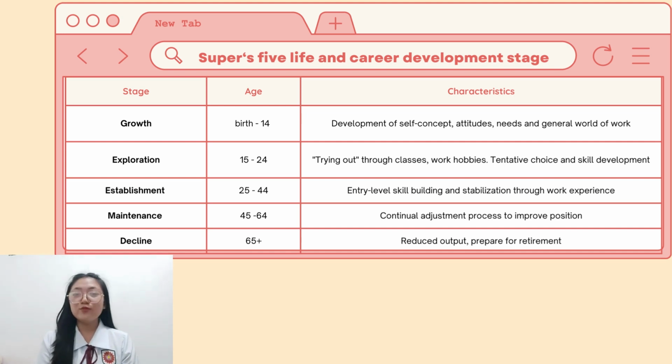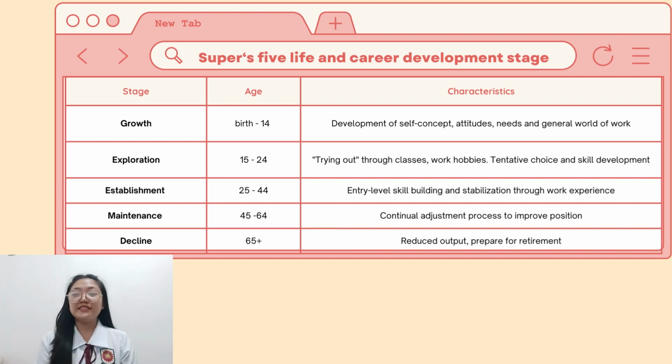The second one is exploration. At the age of 15 to 24, trying out through classes, work habits, tentative choice, and skills development. The third one is establishment. At the age of 25 to 40, entry-level skills building and stabilization through work experience.